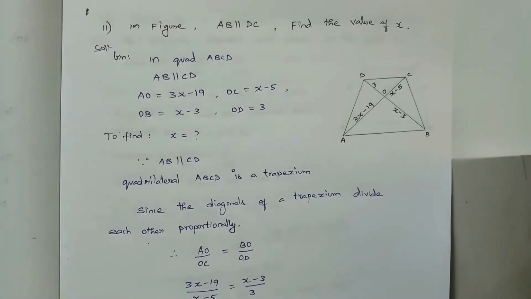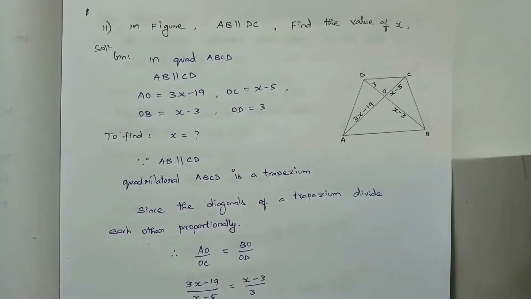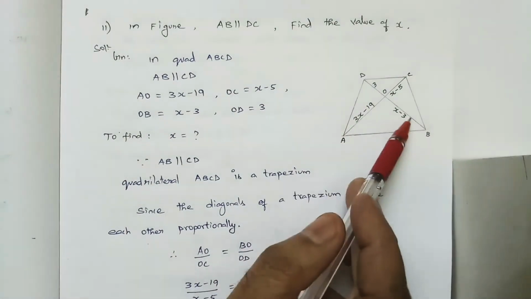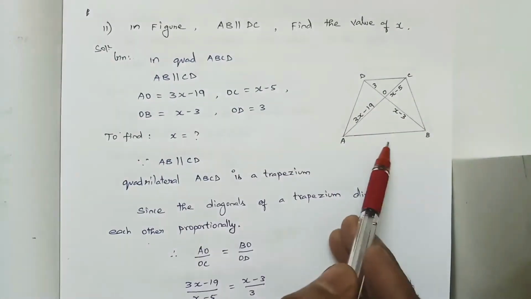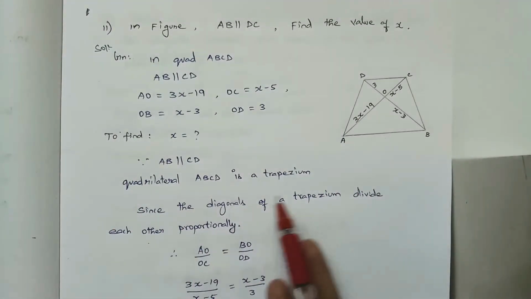But we know one property. What is the name of the property? Trapezium. Quadrilateral ABCD is a trapezium, because among the four sides, two sides are parallel, right? Then the quadrilateral ABCD is a trapezium.